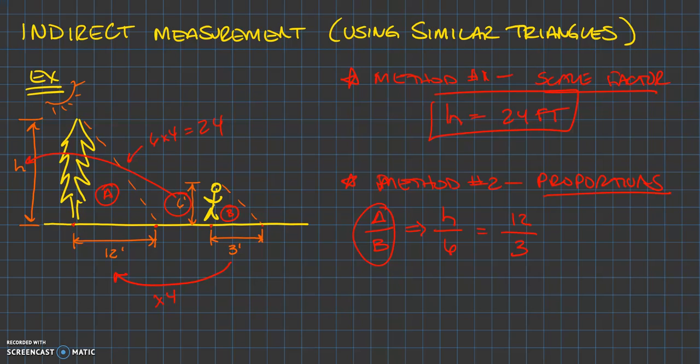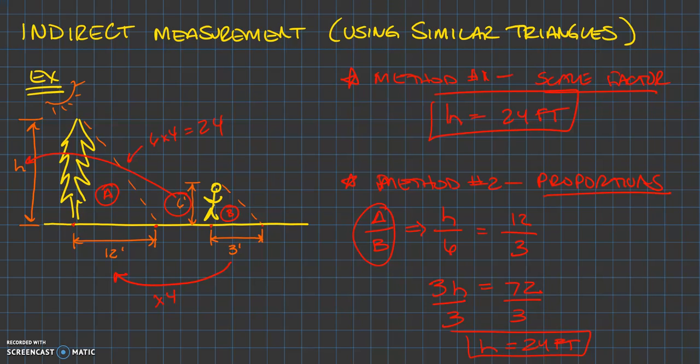Now, we could even use a scale factor again to solve these, or we can cross multiply. It's a proportion, so we can cross multiply. It's going to be 3 times H is 3H. 6 times 12, that's 72. We're going to divide everything by 3, and you get H is equal to 24 feet.